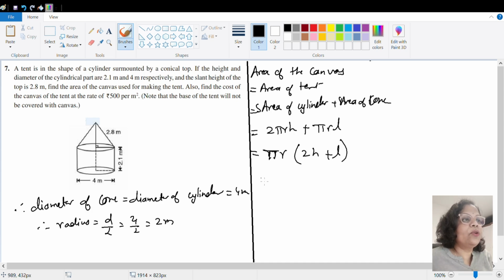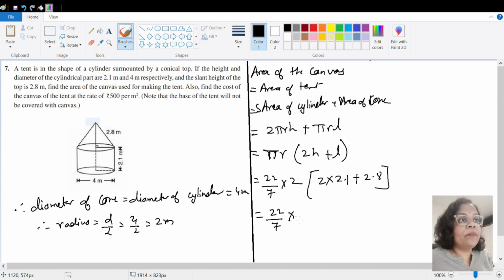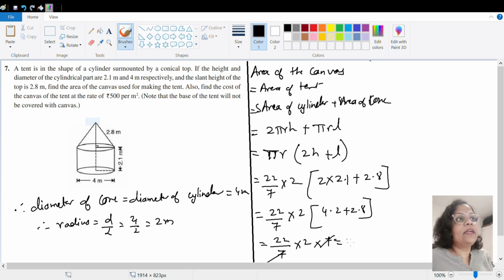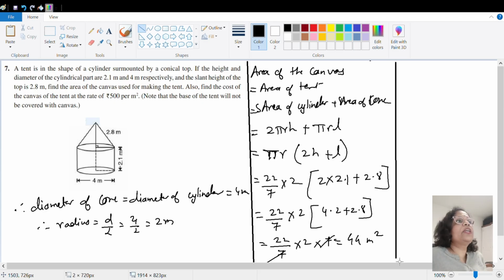Pi we know is 22 by 7. R we have got as 2. Then 2 into the height of the cylinder, which is given as 2.1, plus the slant length, 2.8. So 22 by 7 into 2, this will come 4.2 plus 2.8, and if you add, this will come 7. This 7 and this 7 will go, and your area will become 44 meter square. That is the canvas required to make this tent: 44 meter square.